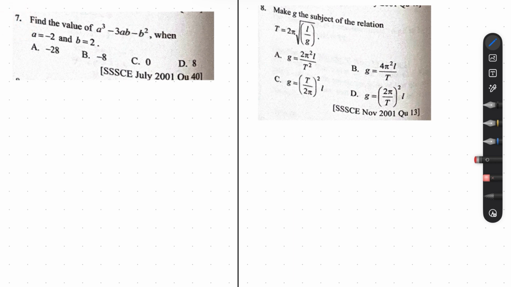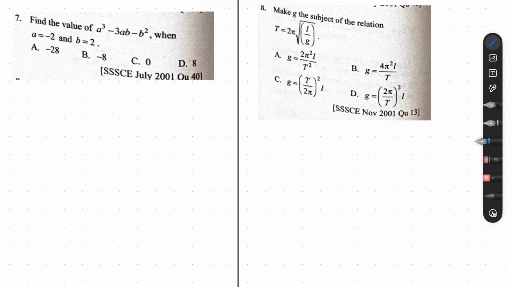So the question says, find the value of a cubed minus 3ab minus b squared when a is equal to negative 2 and b is equal to 2. So what we do is we just put the values of a and b where they are supposed to be. We have a here, so a goes there. We have another a here, so a goes there. Then we have b here, b goes there, and we have b here, so b goes there. We just need to substitute the respective values.